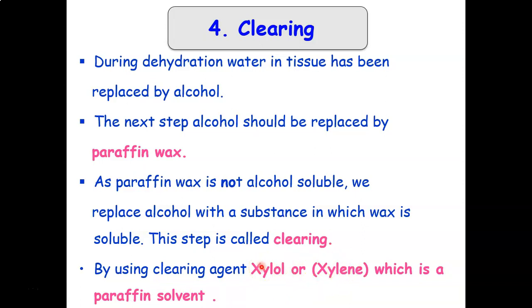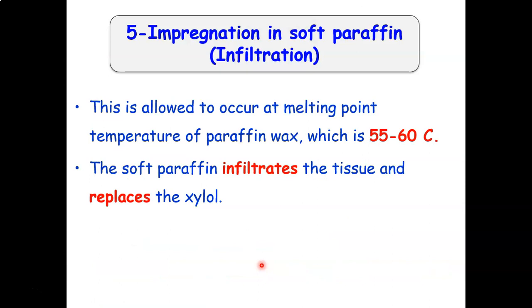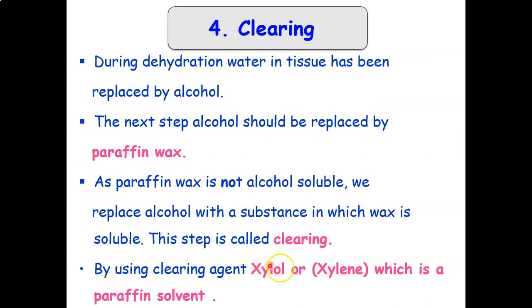But moreover, you will find that the xylene is essential also in making the tissue transparent, and this transparency will make the light microscopic examination very easy. So to summarize, the function of the xylene is that it is miscible with the alcohol and miscible with the paraffin, and the second function of xylene is that it makes the tissue transparent.